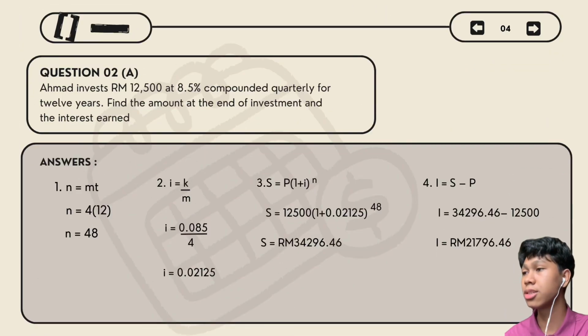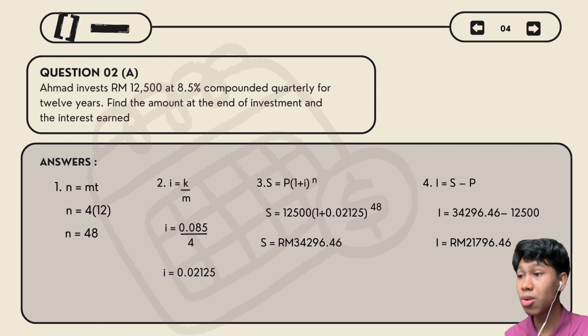The next question is question 2A. Ahmad invests 12,500 at 8.5% compounded quarterly for 12 years. Find the amount at the end of investment and the interest earned. The answer is n equals m times t, which is n equals 4 times 12, and you get n equals 48. The next step is i equals k over m.